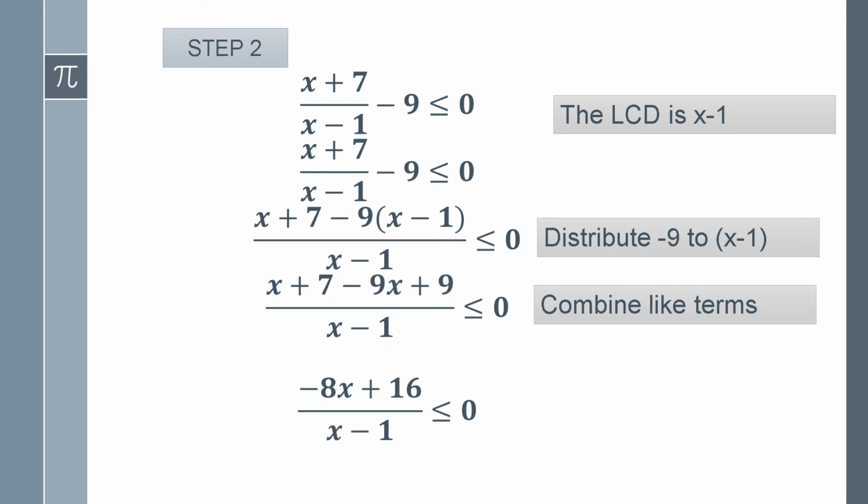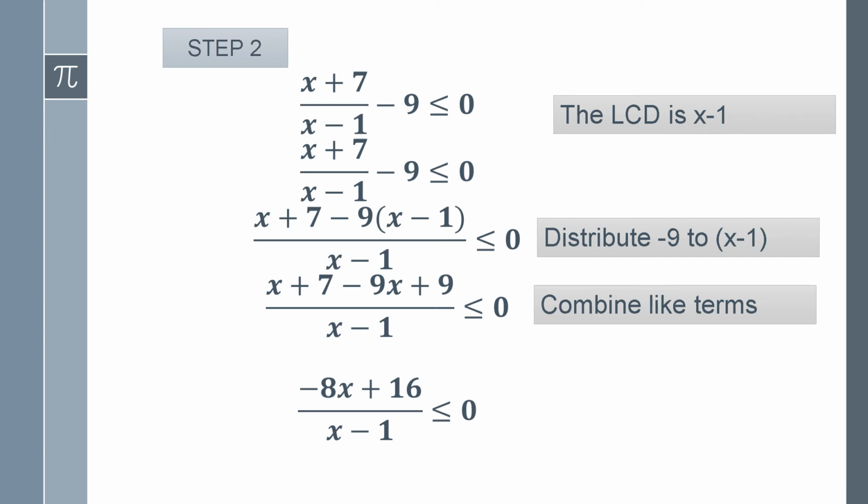Bale, ang resulting expression ay x plus 7 over x minus 1 minus 9 quantity of x minus 1 over x minus 1. Dahil minultiply natin yung x minus 1 na LCD to 9. After that, let's distribute the negative 9 to parenthesis x minus 1 para ma-simplify natin yung expression. Bale, x plus 7 minus 9x plus 9, kasi, negative 9 times negative 1 is positive 9 over x minus 1.